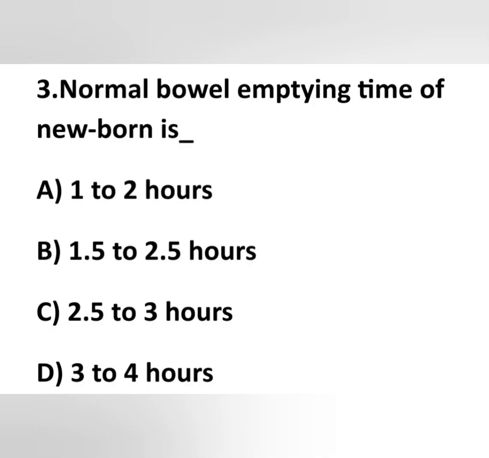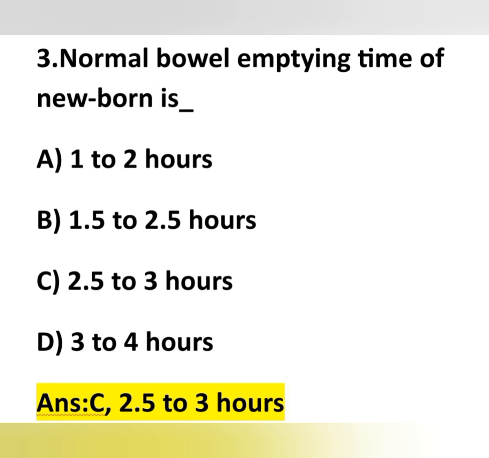Question number 3. Normal bowel emptying time of newborn is. Options are option A 1 to 2 hours, option B 1.5 to 2.5 hours, option C 2.5 to 3 hours, option D 3 to 4 hours. The correct answer is option C, 2.5 to 3 hours is the normal bowel emptying time of newborn. That is, every 2.5 to 3 hours they pass motion or urine. Here option C is the correct answer. And the next question.